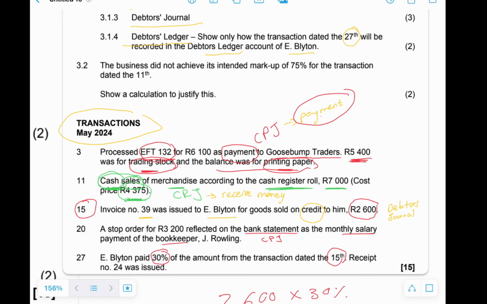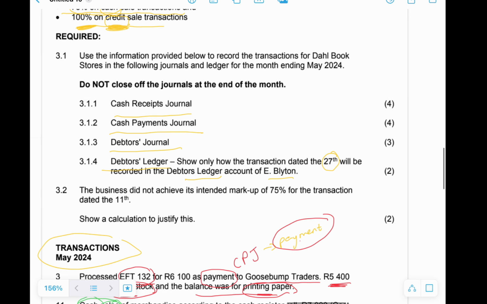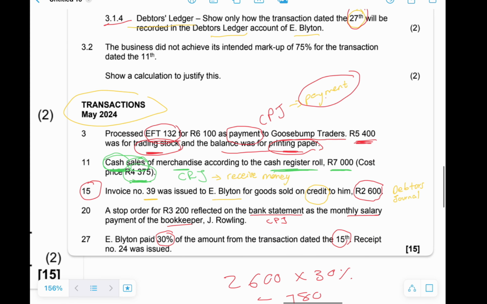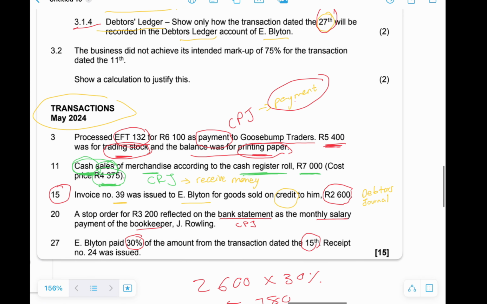So we move on to the next question. Remember that we finished our transactions. We completed the CRJ, the CPJ, and the debtors journal. So 3.1.4 says we must do the debtors ledger, and we must only show the transaction dated 27th. So we go to the transaction on the 27th. It says E. Blyton paid 30% of the amount from the transaction dated 15th of May. Receipt number 24 was issued.